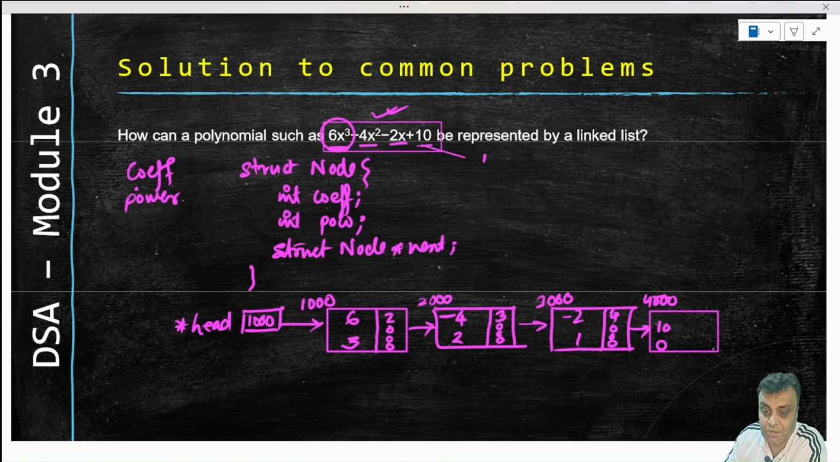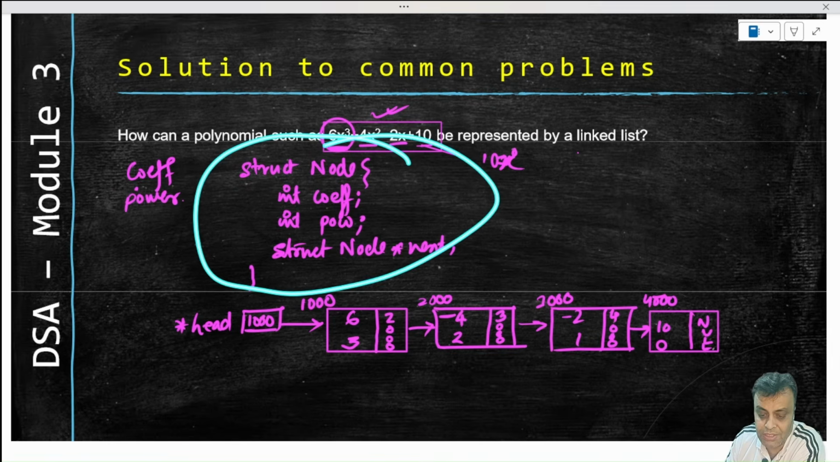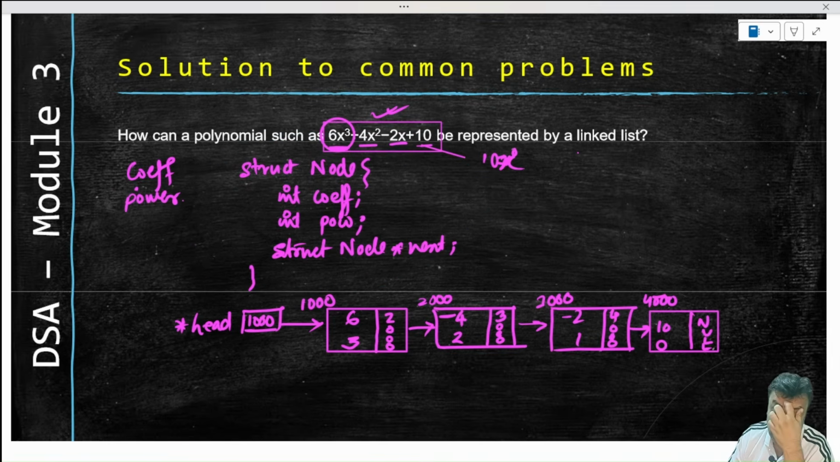This can be written as what? 10x to the power 0. Anything to the power of 0 is 1. So 10x to the power 0 will also be 1, and that will make no difference, and the next will be null. So this is how you have to write this answer, that we have to first create a node, a structure which will look like this, so that we can create the individual nodes of this particular list, and therefore we can traverse this node and create this polynomial.